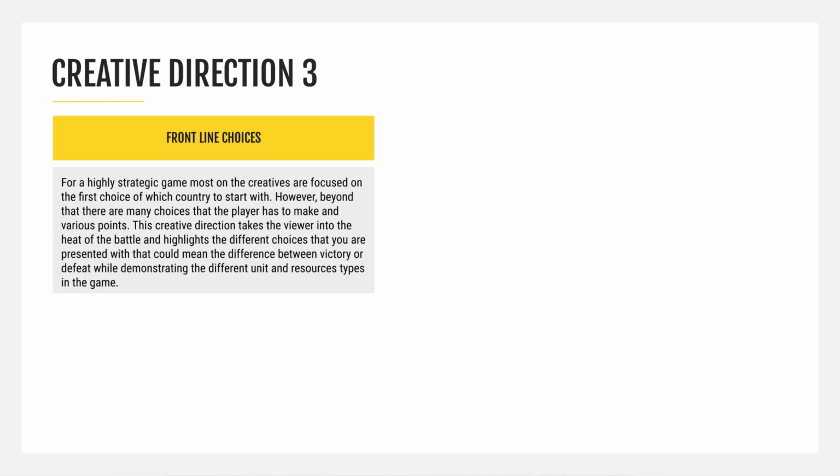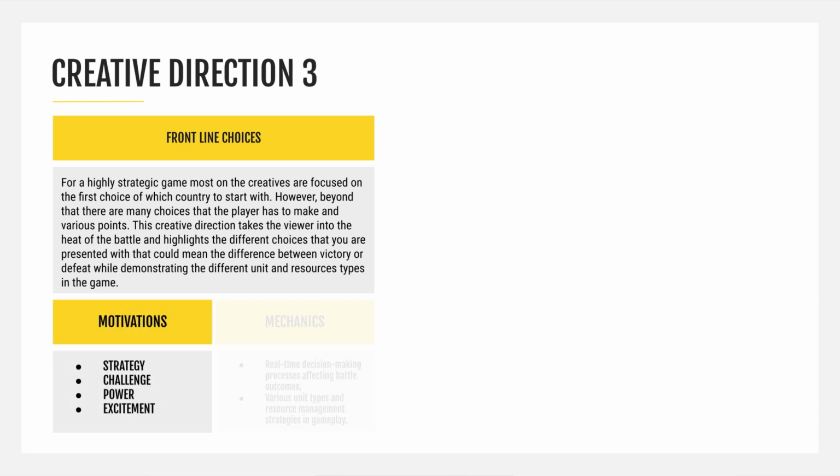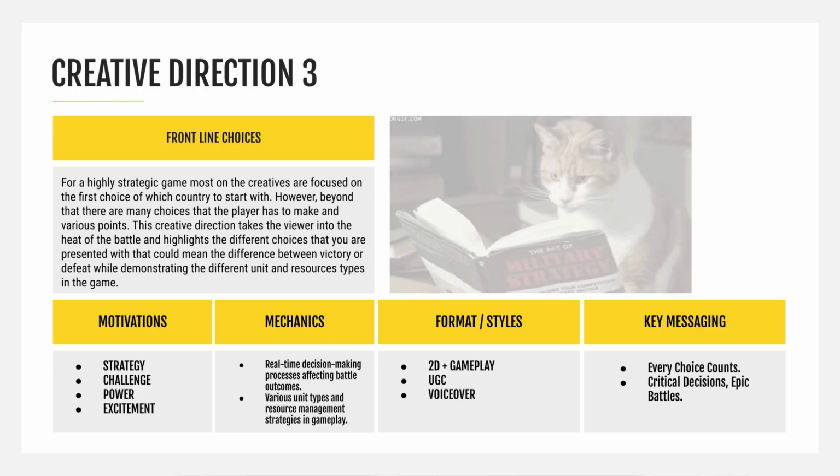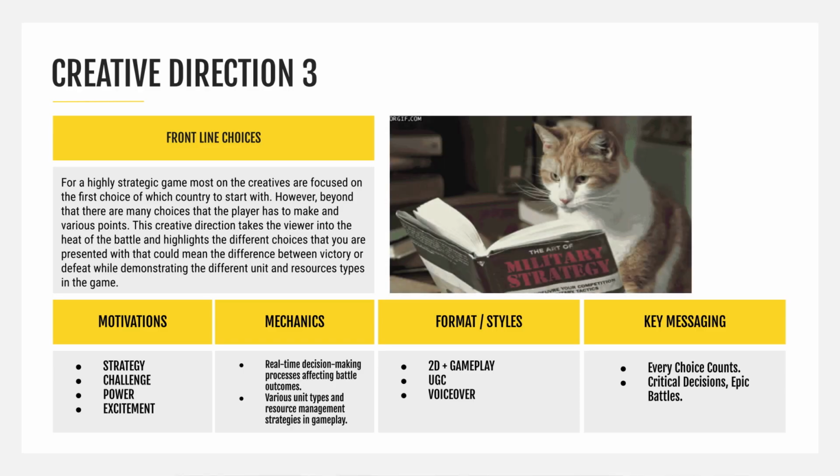A creative direction could be a narrative theme or a style of creative or focusing on a particular part of the game. A creative direction should include a clear description of its intention, a hypothesis of why it might work, and stuff like player motivations, mechanics, key messaging, style of creatives that will be covered in that creative direction. It's also good to include a key image that captures the mood and tone of that creative and communicates it clearly to your team.